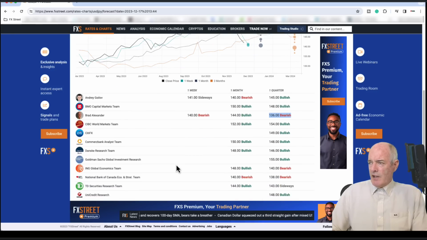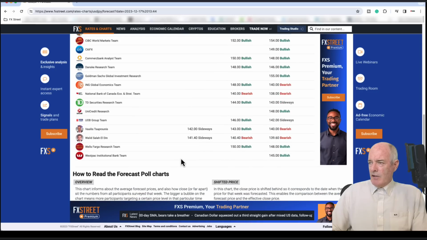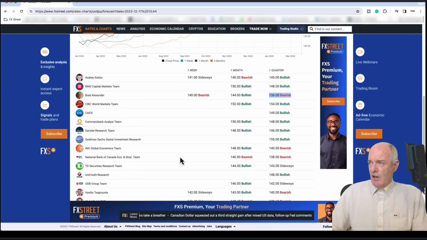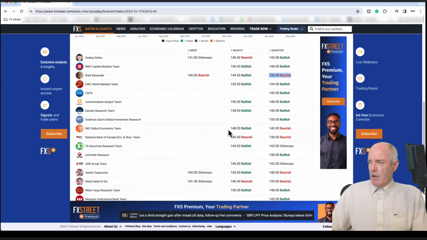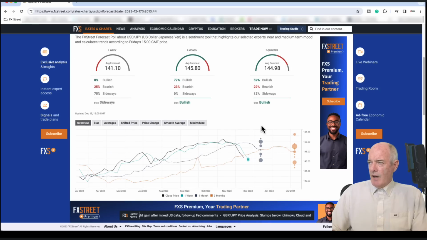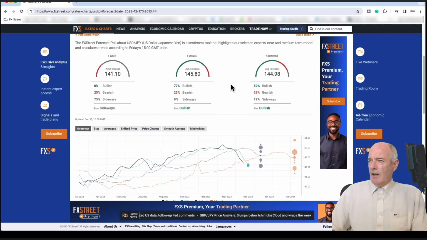So if I look at all the experts, it looks like I'm the only one who's bearish on next week, so we'll see what happens. If we look at the experts' attitude about a month from now, it looks like the bulk of them, including myself, are bullish. In fact, if you look at this gauge, you can see that 77% of the experts are bullish on dollar yen, and 23% are bearish. So we'll come back in a month's time and see if that was true.